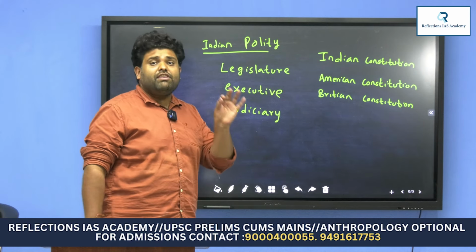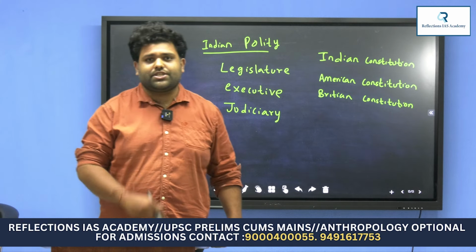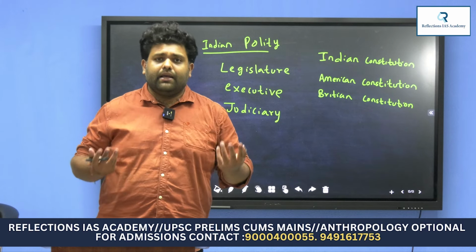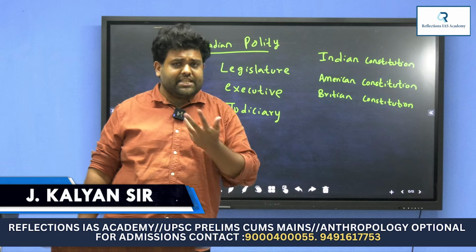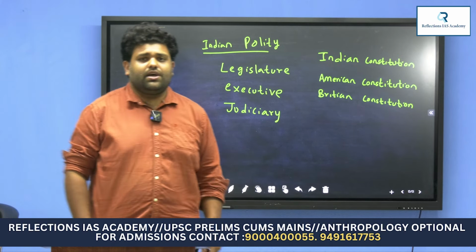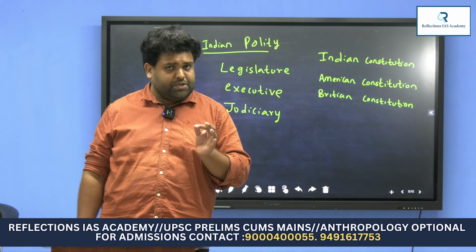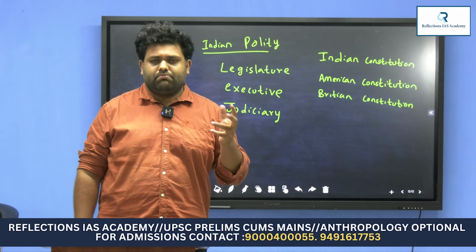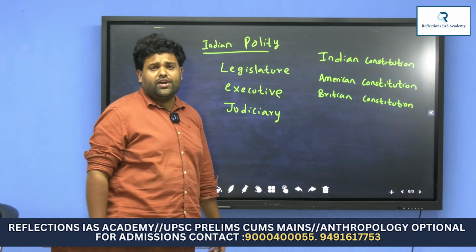The executive is the one which implements it. The executive may be the ministry or the bureaucrats. As you know, all the IAS, IPS officers are part of the permanent executive. They are here until they retire at 60 years. And then you have the judiciary, which oversees whether the legislature and executive are performing their duties properly, and they observe it. So they see the duties of the legislature and executive.